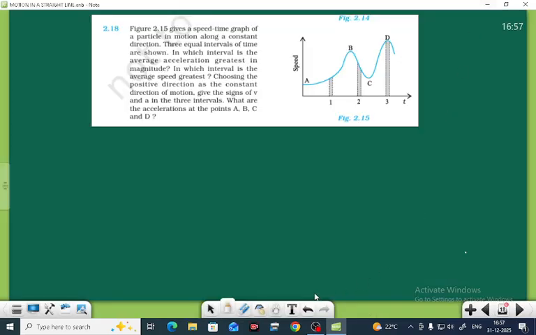Hello everyone. Today we shall discuss exercise 2.18, that is question number 2.18 of the chapter Motion in a Straight Line. The question is given as: Figure 2.15 gives a speed-time graph of a particle in motion along a constant direction. Three equal intervals of time are shown. In which interval is the average acceleration greatest in magnitude?